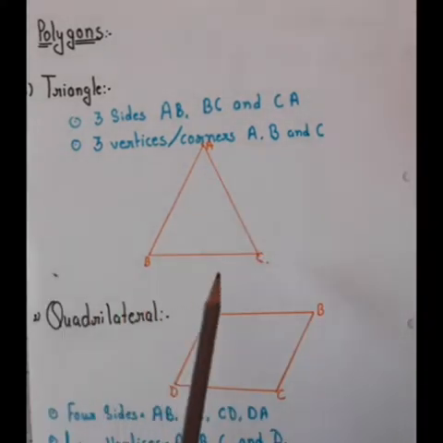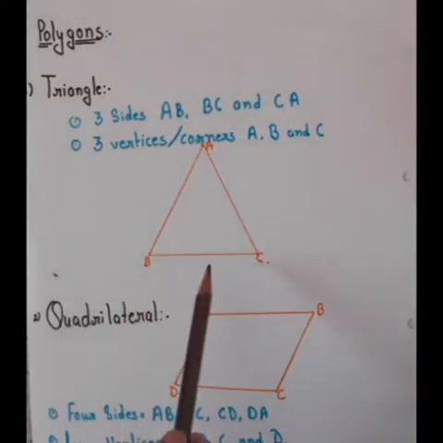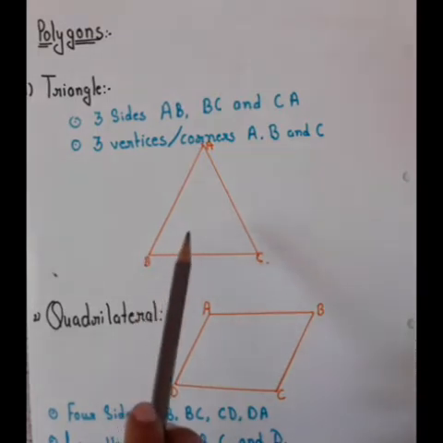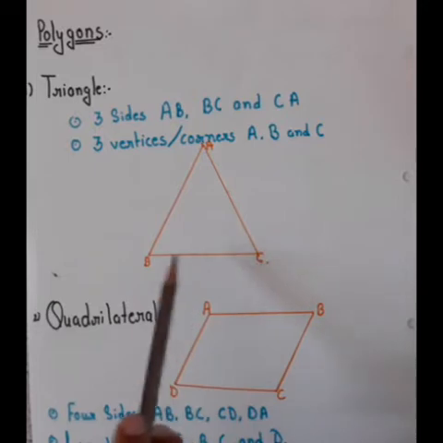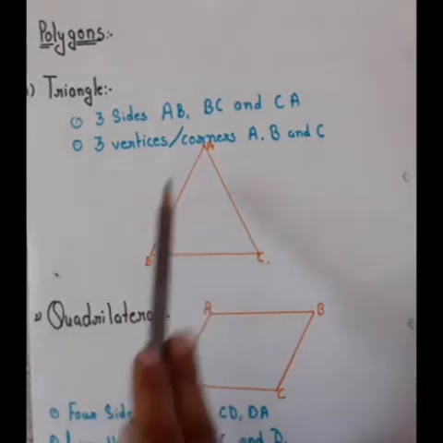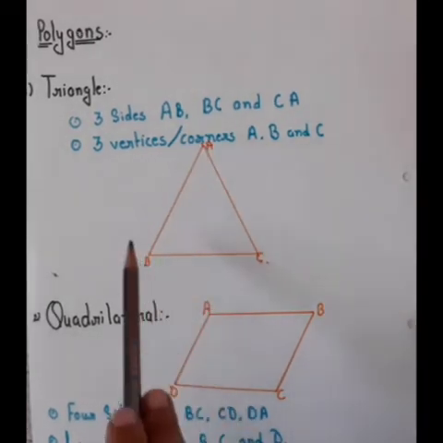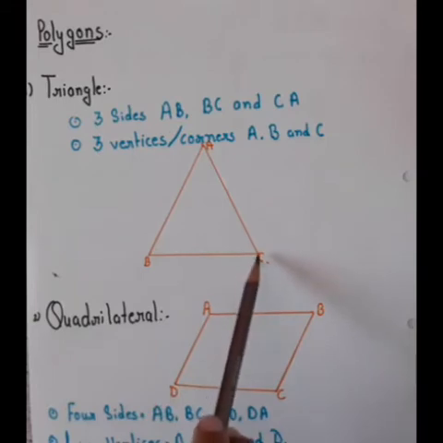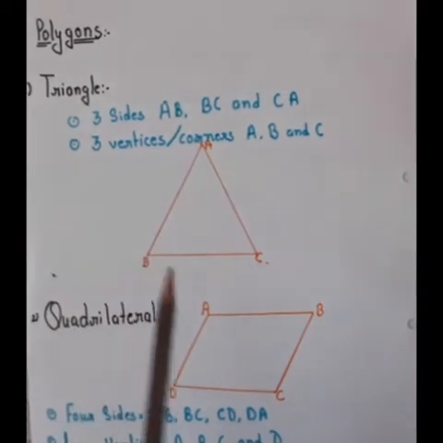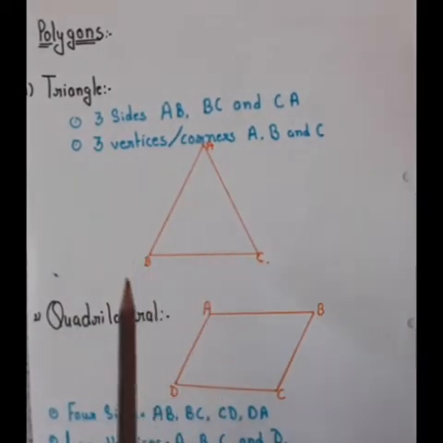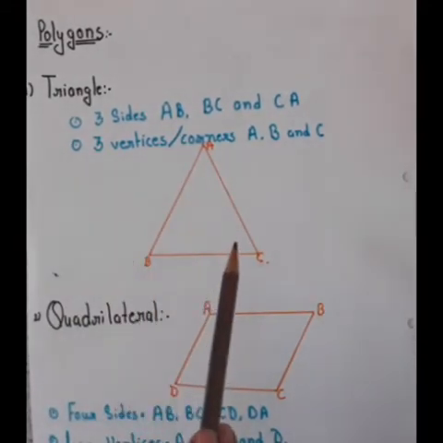Now the question arises: what is the name of this figure? A polygon is always named according to the number of its vertices. How many vertices does this polygon have? 1, 2, 3. Three vertices, so its name is triangle. A triangle is a polygon having 3 vertices and 3 sides.